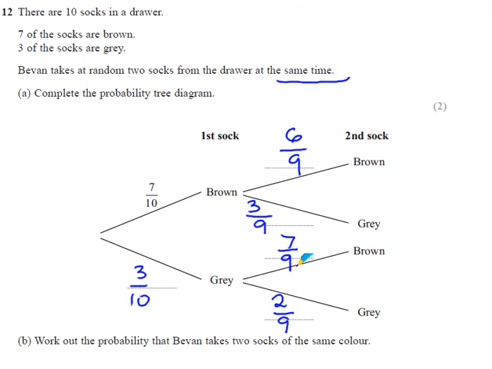7 ninths plus 2 ninths is 1. 6 ninths plus 3 ninths is 1.